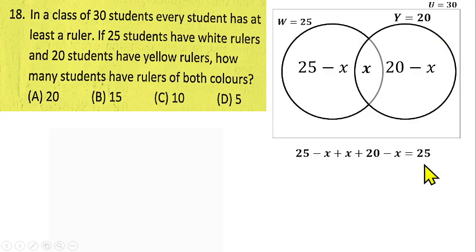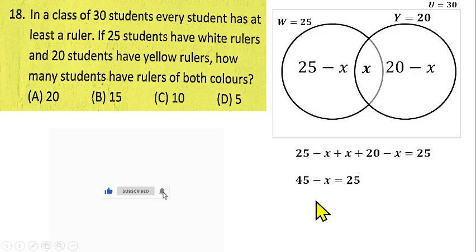I don't know why this mistake is here. It should give us the universal set, not 25. That's a typographical error, to give us the universal set, which is 30. So that means you have 25 plus 20, that gives us 45, then minus x minus x gives minus 2x. So you have 45 minus 2x equals 30 here.